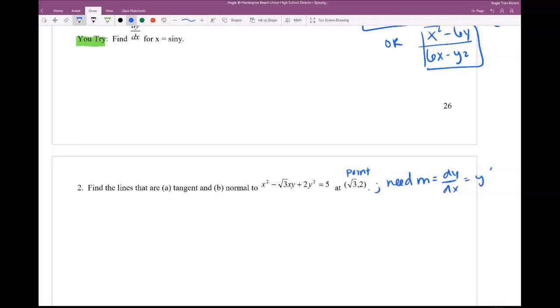So let's try to find dy/dx. Because the tangent line, I need the slope, and normal is very similar to tangent, except the normal is the reciprocal and opposite slope. So first, let's find the derivative, okay?